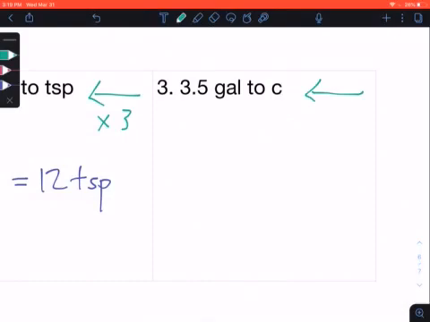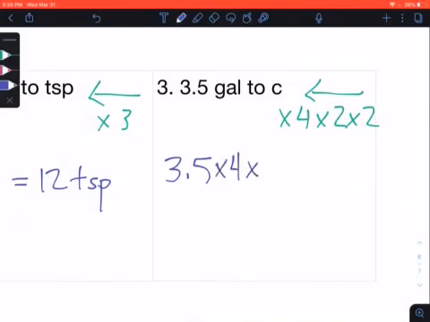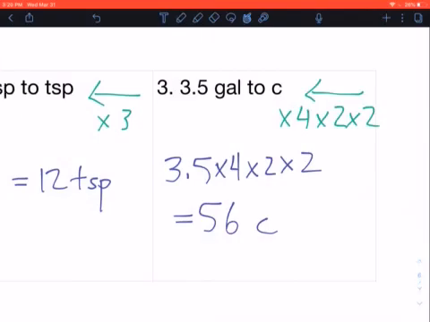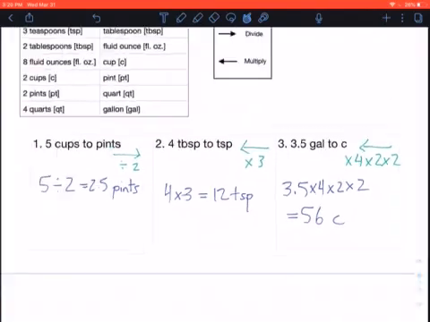So that's what we'll do. Moving from right to left, so I need to multiply by 4, then I'm going to multiply by 2, and then I'm going to multiply by 2 again. So we take our number there, 3.5 gallons, and we're going to multiply by 4 times 2 times 2. Okay, and if you do that in your calculator, you're going to get 56. Okay, and so we'll have 56 cups is equal to 3.5 gallons.